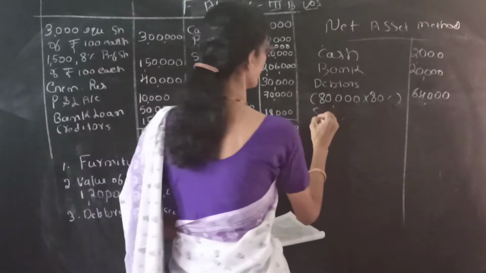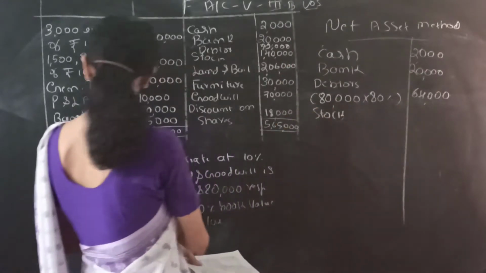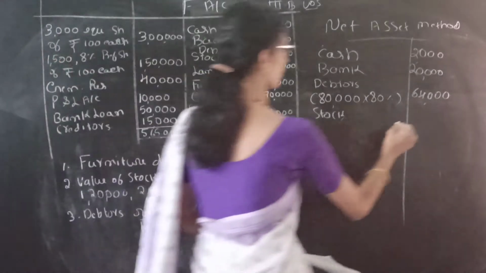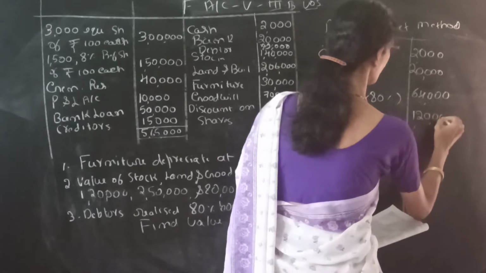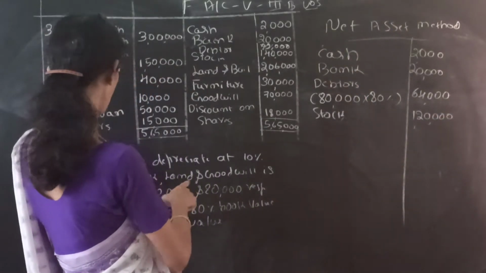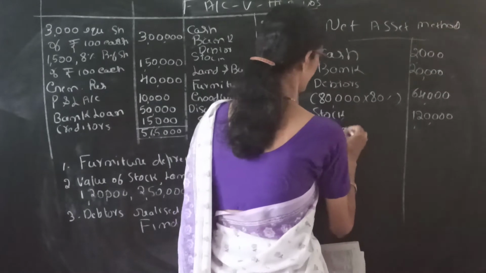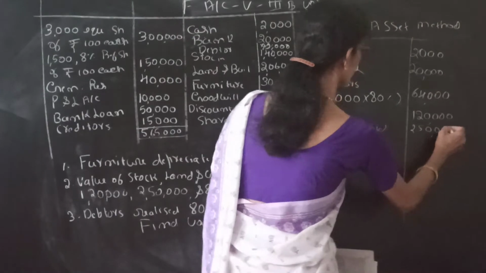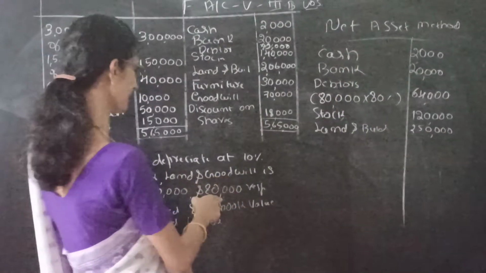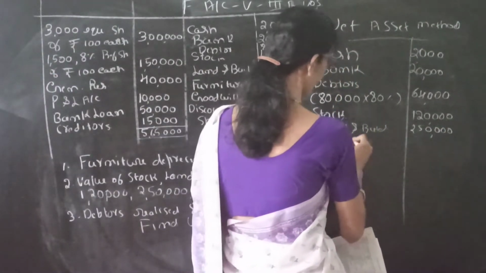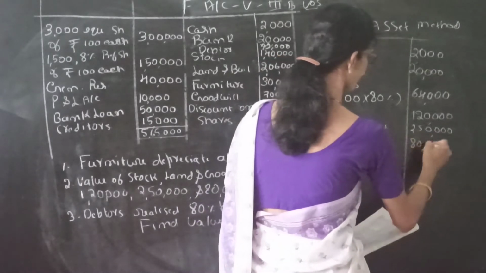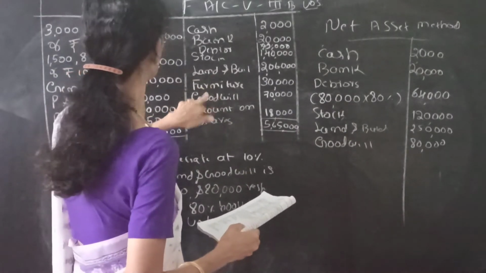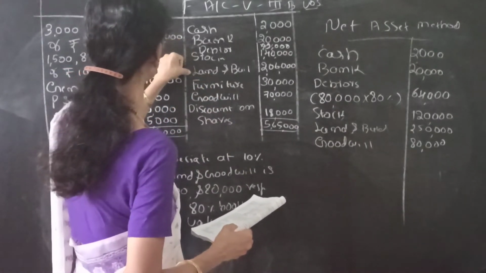Next asset is stock. So the value is given here. Value of stock, land and goodwill is 1,20,000, 2,50,000 and 80,000. So stock is 1,20,000. Then the next one is land and buildings, 2,50,000. Next one is goodwill, 80,000. Stock is over, land and buildings is over.